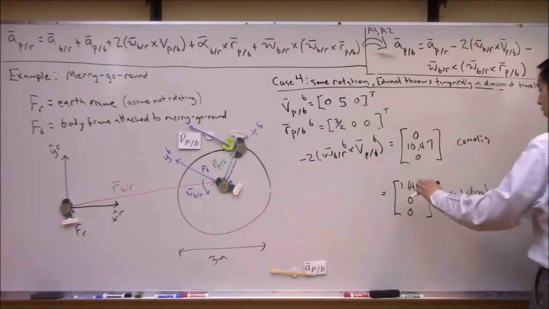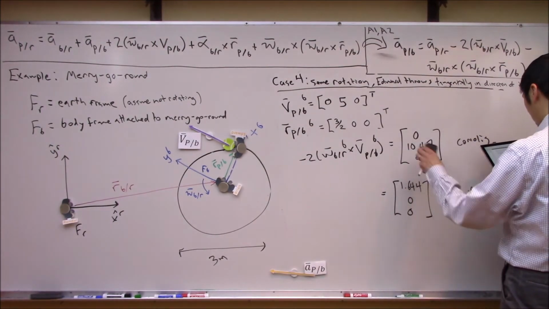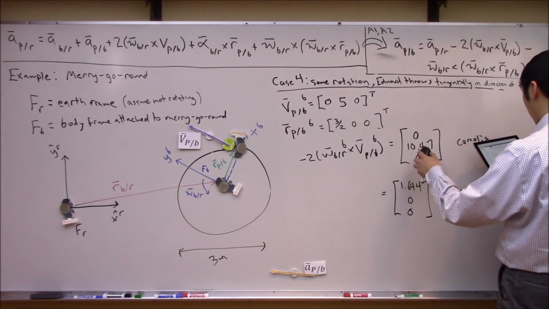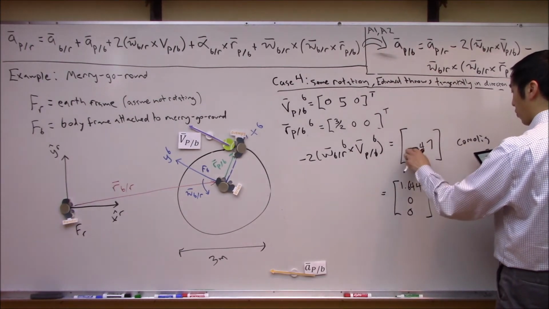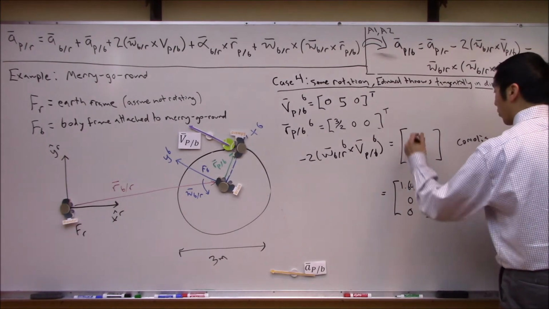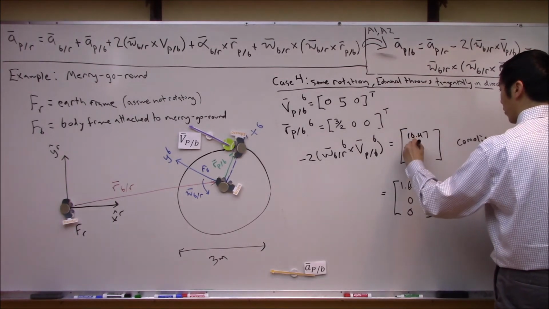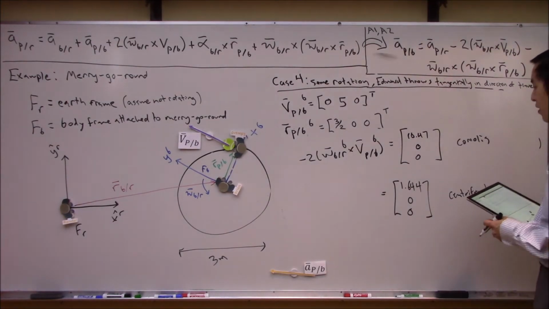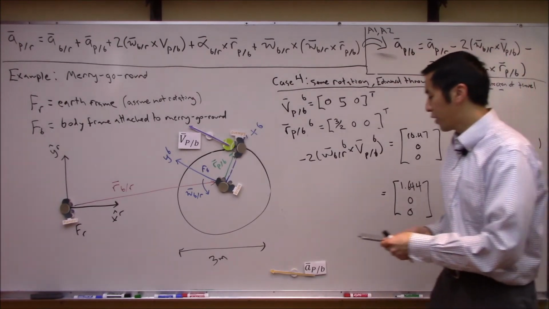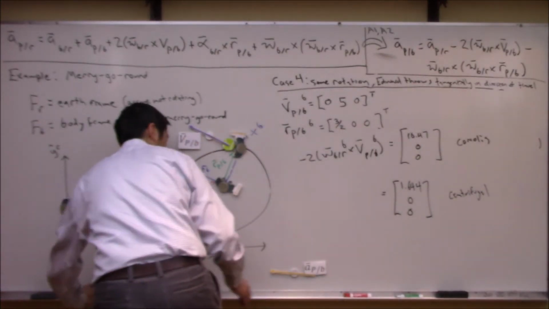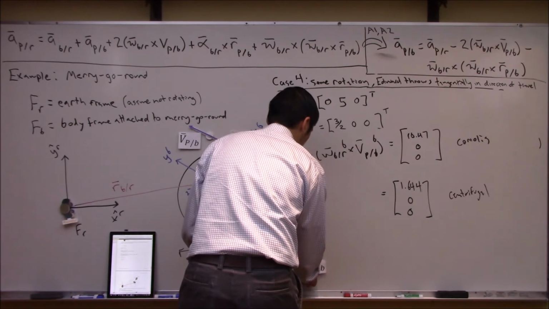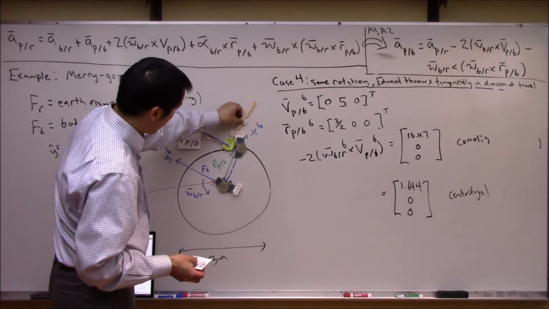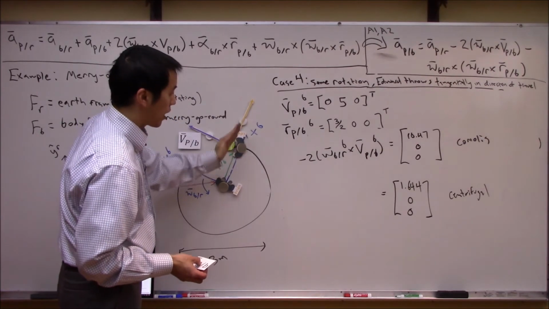So again, rerun all these numbers. Coriolis is the only thing that changes. This Coriolis acceleration turns out to be, here we go, the 10.47 just moves up a unit, so we get 10.470. This is interesting: it looks like they align perfectly in this case. So the relative acceleration is like this, and it's perfectly aligned with the x-axis.